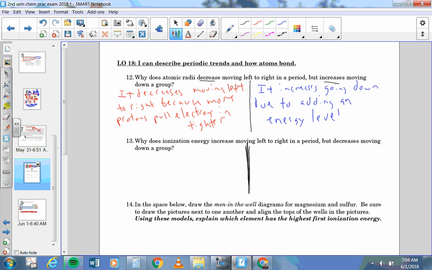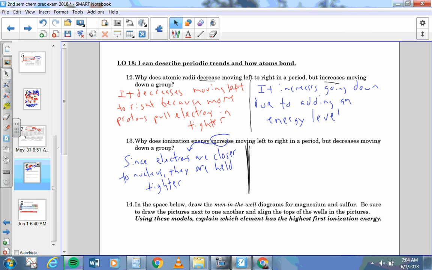Let's see, why does it increase moving left to right? Since electrons are closer to the nucleus, because it's a smaller radius, they are held tighter. I likened it to a daycare. There's lots of eyes keeping all the little ones close.